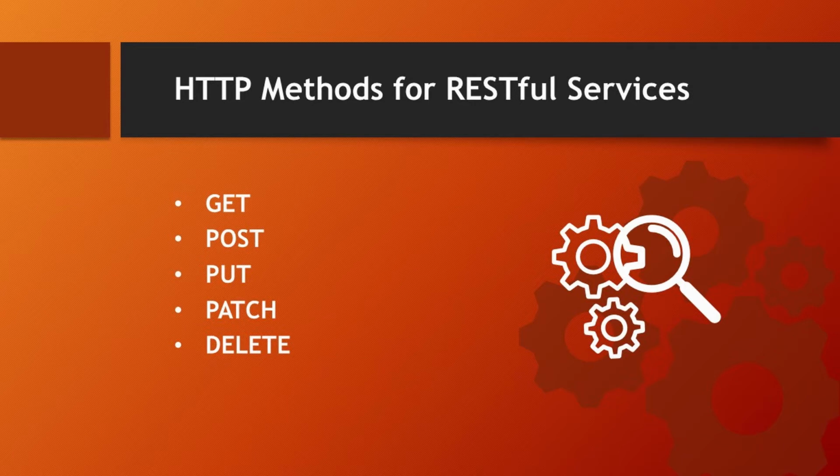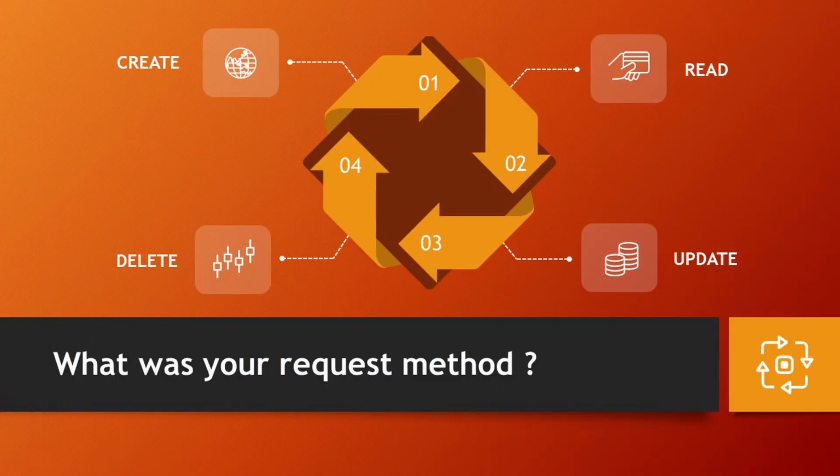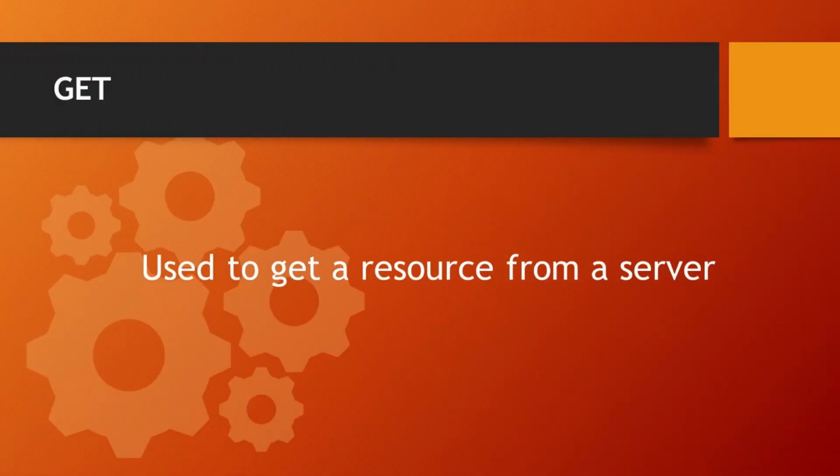These methods provide meaning for the request you are making. They are used to perform 4 possible actions: create, read, update, and delete. They are famously known as CRUD operations. There are a number of other verbs too, but they are utilized less frequently. We will try to understand these 5 most commonly used HTTP methods or verbs. First, let's check about get.